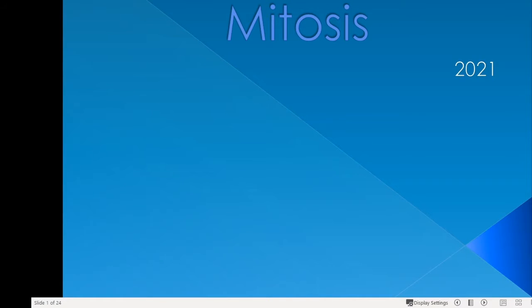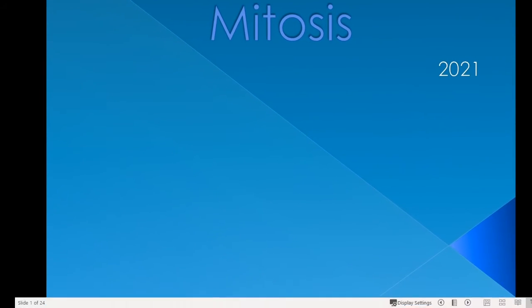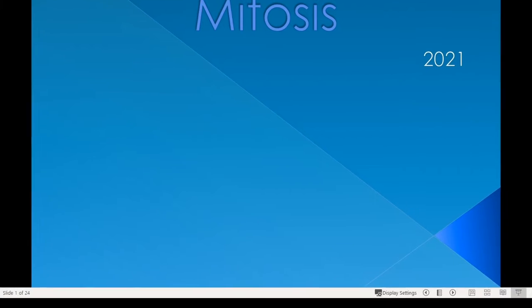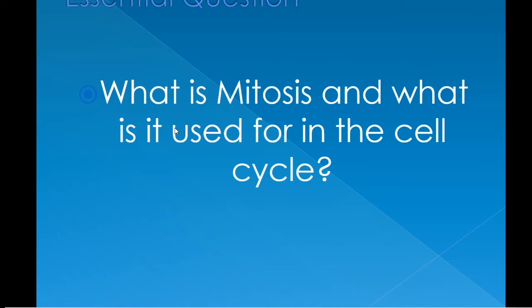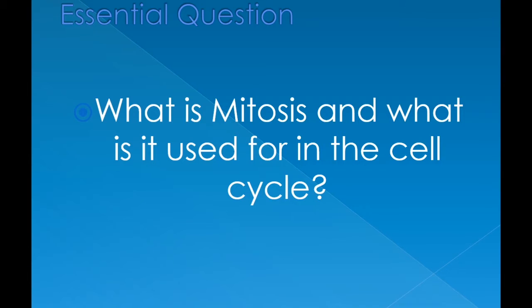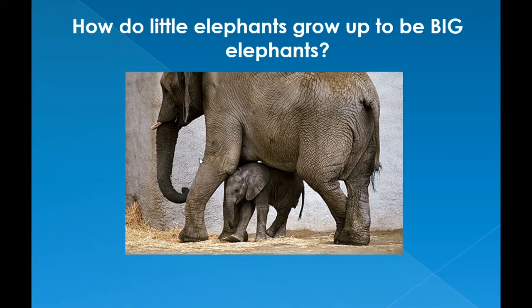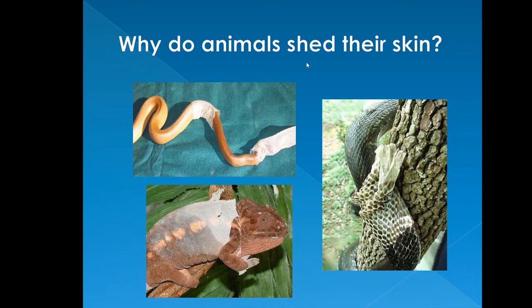All right, so let's look at mitosis and what it means all together. I'm going to adjust this just a little bit so that we can see the entire screen. Okay, so our essential question here today is, what is mitosis and what is it used for in the cell cycle? So this is what you're going to type in to your essential question. One of the things we're going to look at is how do little elephants grow up to be big elephants? And why do animals shed their skins? It's another reason why we talk about meiosis.